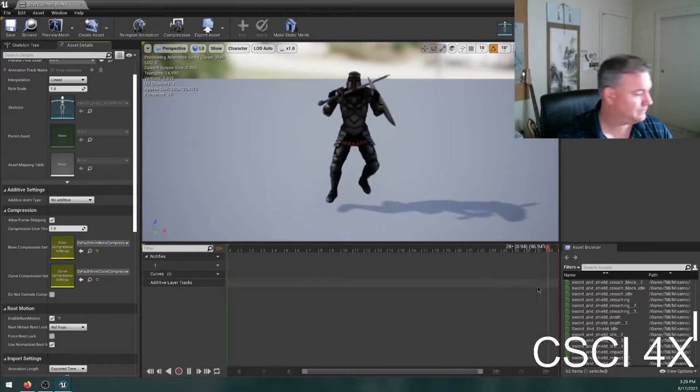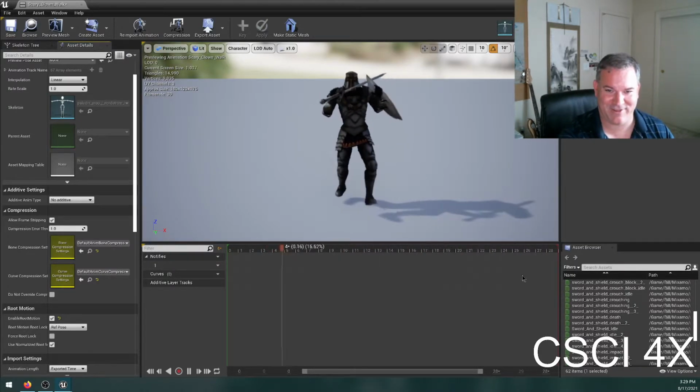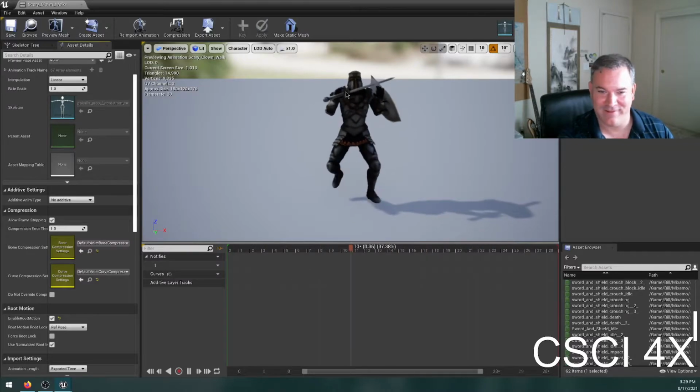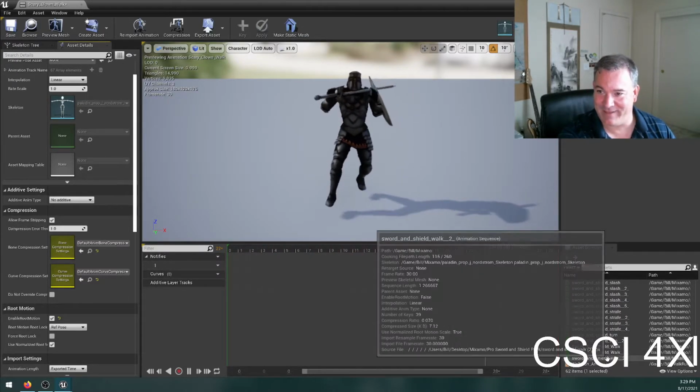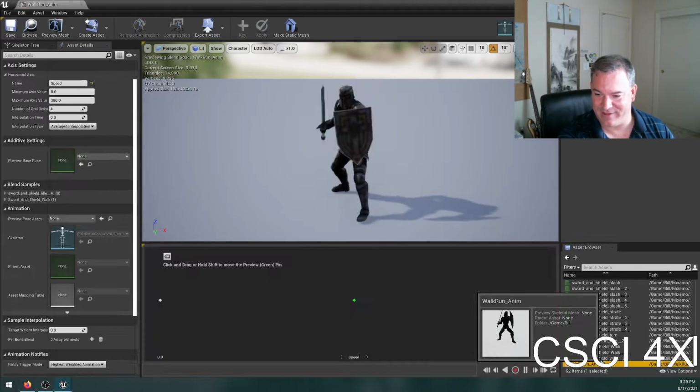Now that is a great walking animation. He's like cutting his own throat with a sword. You see a man coming at you like that, you just know he's afraid of nothing.